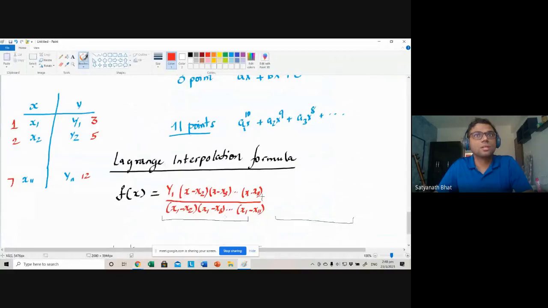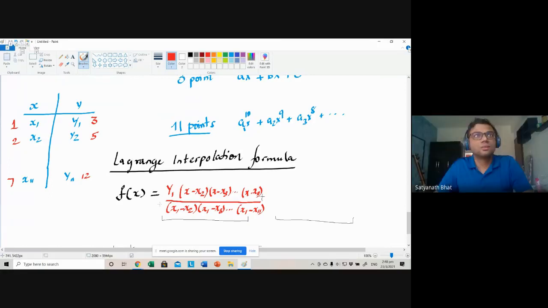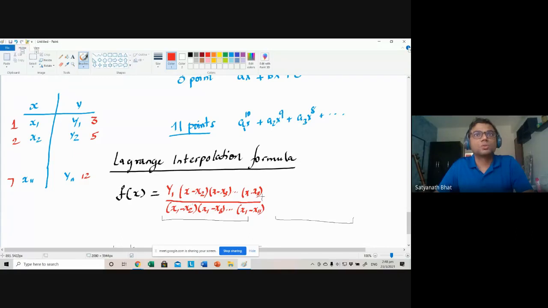Tushar, do you understand how this is coming as y1? F of x1, yes, sir. All the other terms will get cancelled. So x1 by x2. When you put x equal to x1, it will be x1 by x1.